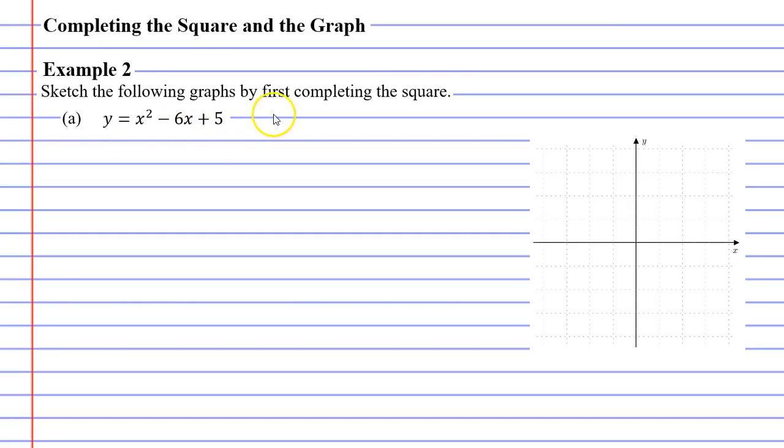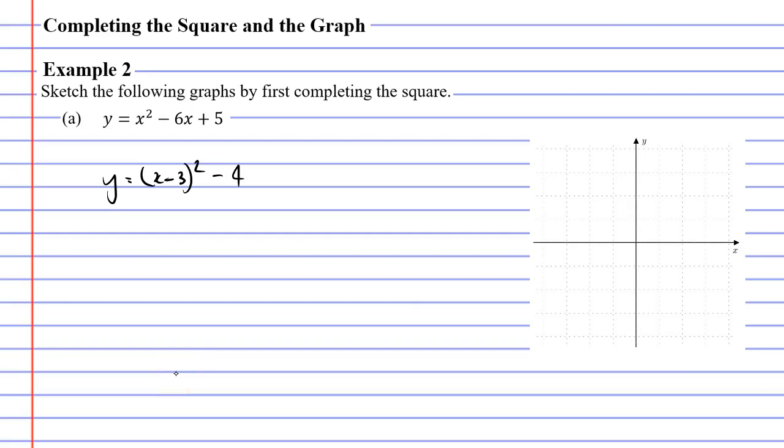We've been asked to first complete the square. Now, we already looked at this equation back at example 1. And rather than going through the whole process of completing the square again, let's just copy down the result we got back in example 1. We came up with y equals x minus 3 squared minus 4.